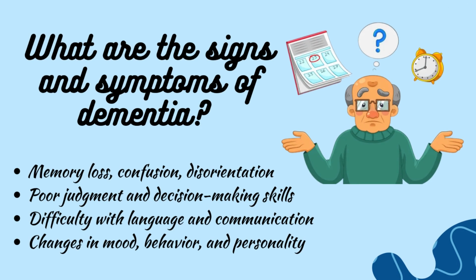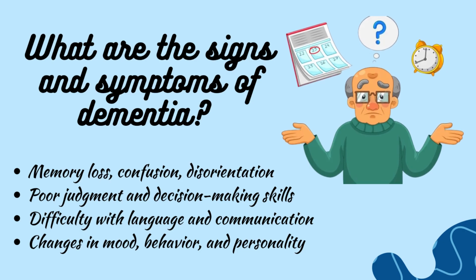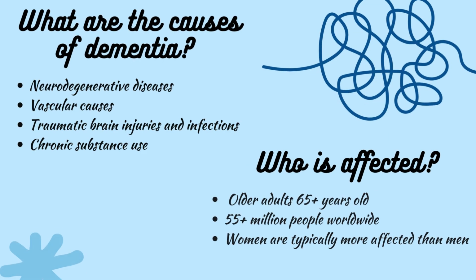What are the main signs and symptoms of dementia? Memory loss, confusion, disorientation, poor judgment and decision-making skills, difficulty with language and communication, and changes in mood, behavior, and personality. What are the causes of dementia? The most common cause is the presence of neurodegenerative diseases. Vascular events, traumatic brain injuries, infections and chronic substance use are also among the causes of dementia.